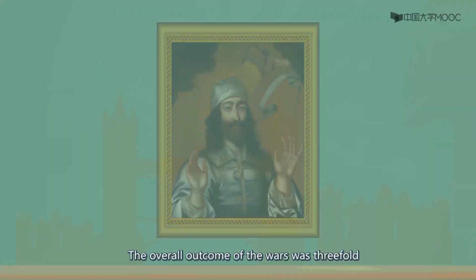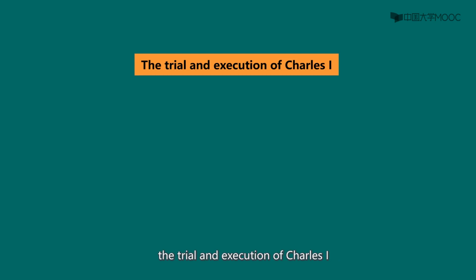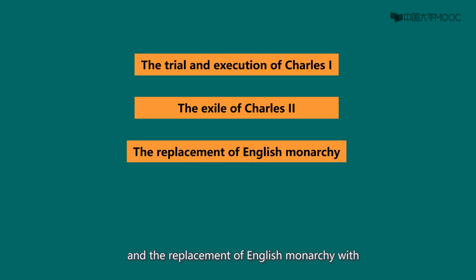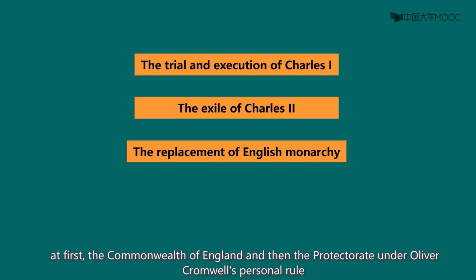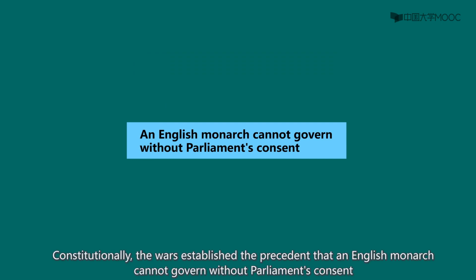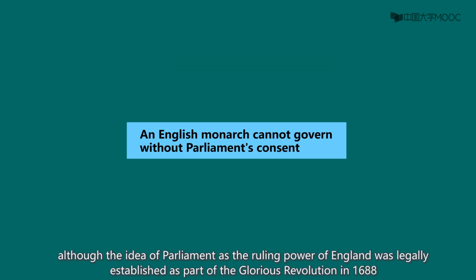The overall outcome of the wars was threefold: the trial and execution of Charles I, the exile of his son Charles II, and the replacement of English monarchy with, at first, the Commonwealth of England and then the Protectorate under Oliver Cromwell's personal rule. Constitutionally, the wars established the precedent that an English monarch cannot govern without a Parliament's consent, although the idea of Parliament as the ruling power of England was legally established as part of the Glorious Revolution in 1688.